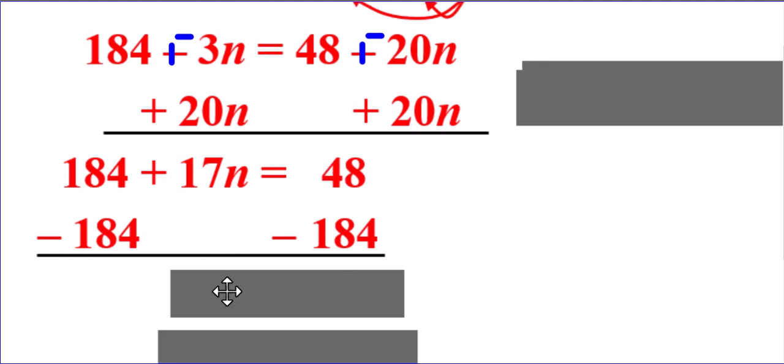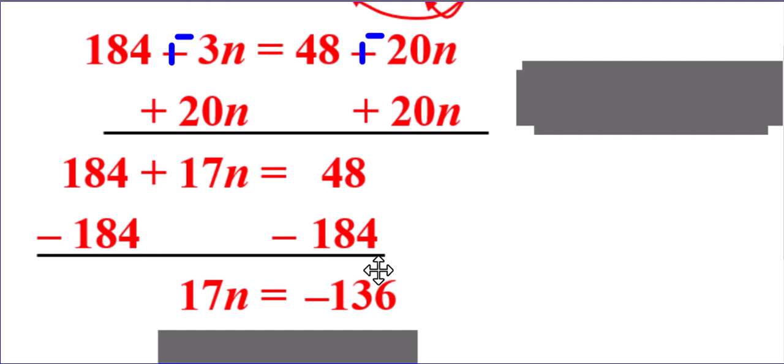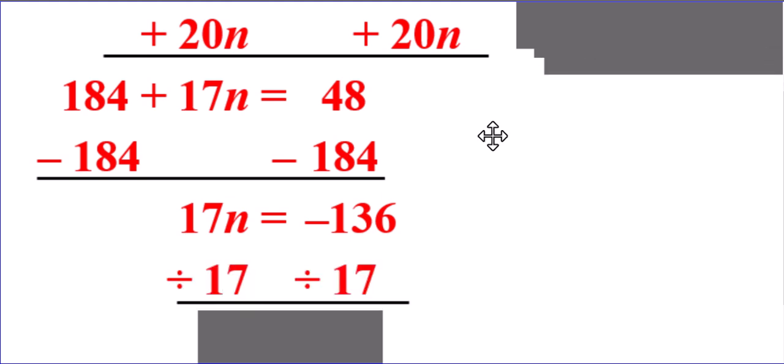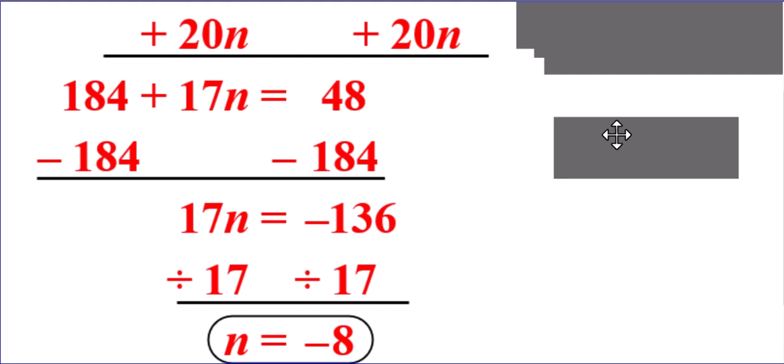48 take away 184 is negative 136. Again, if you want to make it adding the opposite, you may. And then the inverse of multiplying by 17 is dividing by 17, and use your calculator again. You should get negative 8.